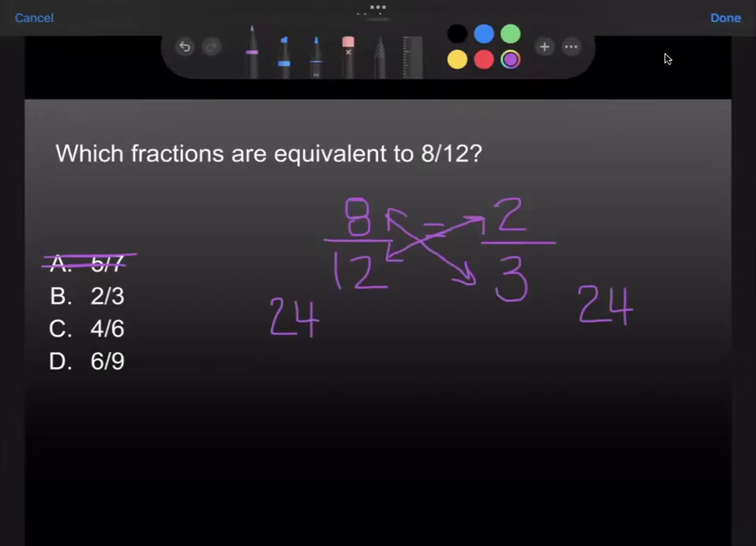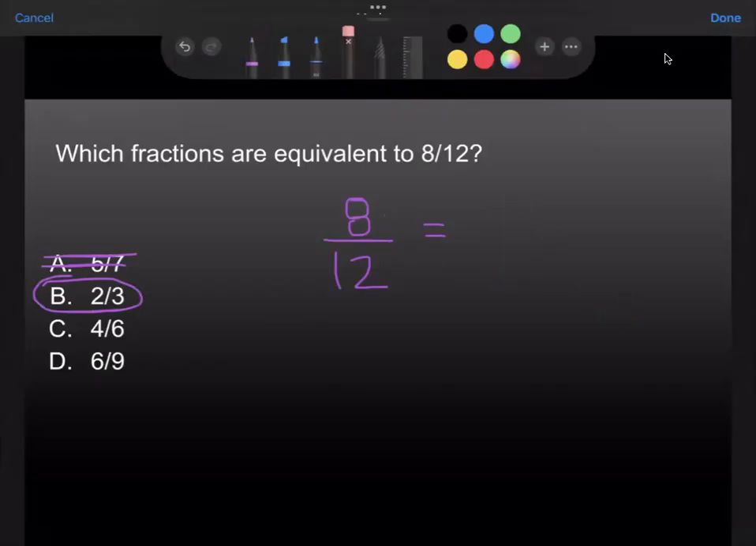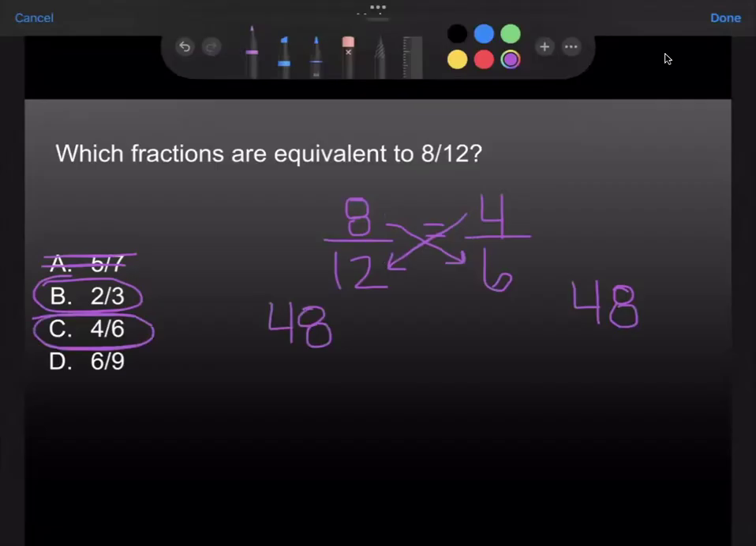So since I got the same number when I cross multiplied, that means that 2/3 is equivalent to 8 over 12. All right, let's try another. Let me erase some of these here. Okay, there we go. Another option is 4 over 6. So let's cross multiply. 8 times 6 is 48, and 4 times 12 is also 48. So that means 4/6 is also equivalent to 8 over 12.